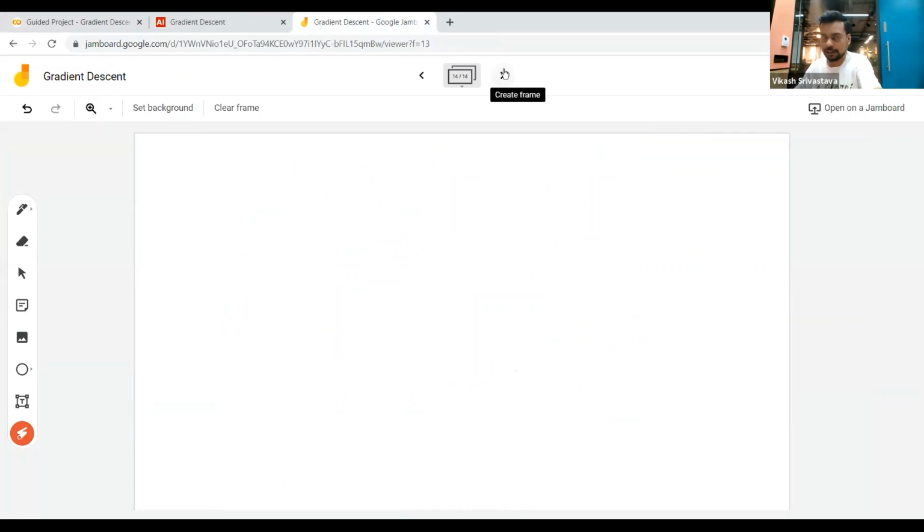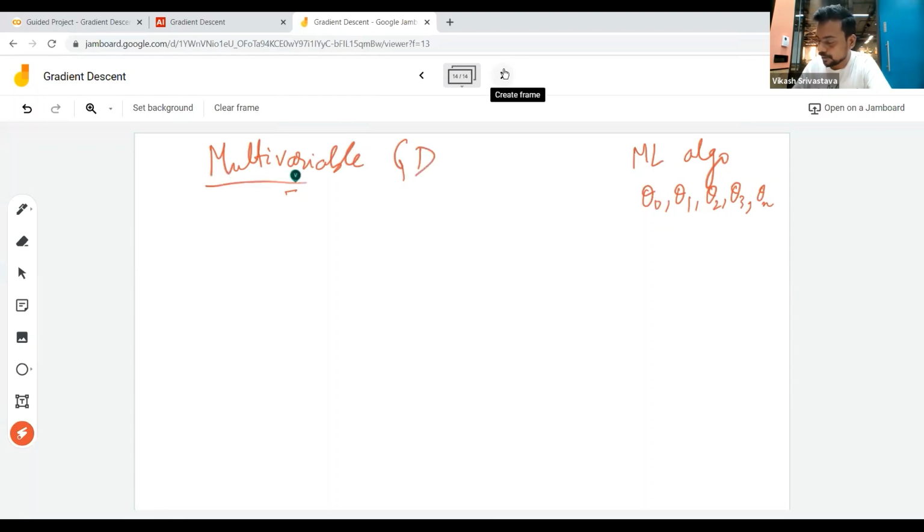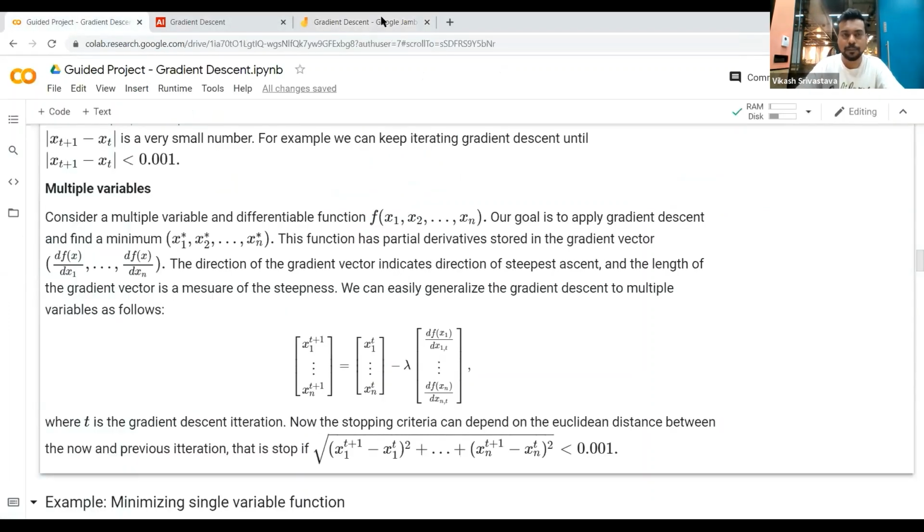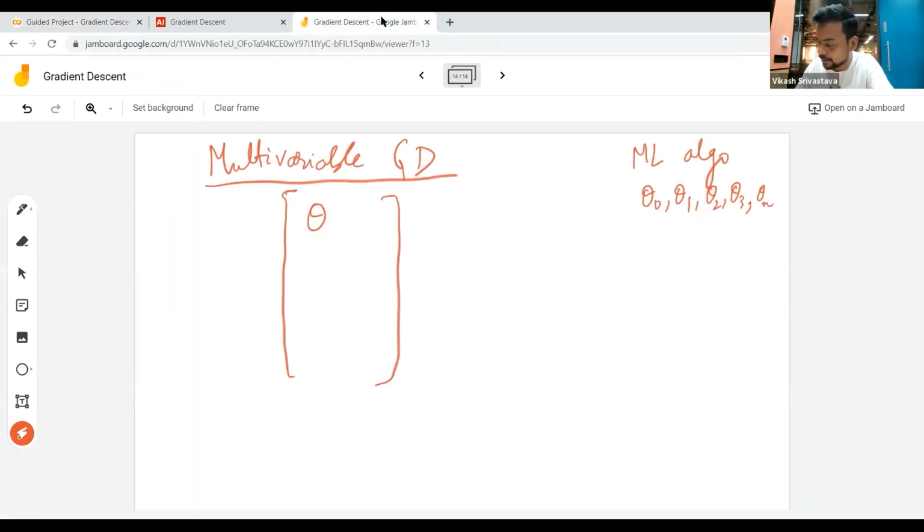So let's say your particular ML algorithm has multiple model parameters, right? Theta 2, theta 3, right? Till theta n maybe. So in the case of multivariable gradient descent, what we'll have is this equation. Similar to what we have seen here, let's say I write this theta naught and n plus, let's say I call this n plus 1.